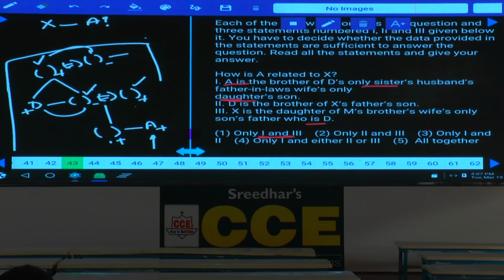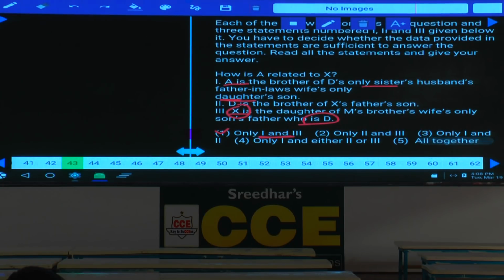Here in data sufficiency we are not bothered about what the answer is, whether this A is a brother or cousin or sister. We are looking at whether the given information is sufficient to determine a unique answer or not. Hence D is here, there is a relation between X and D, and there could be a relation between X and A as well. I can determine the answer because the gender of A is clearly known. If the gender is not known, then I cannot determine the answer. Hence 1 and 3 is sufficient.